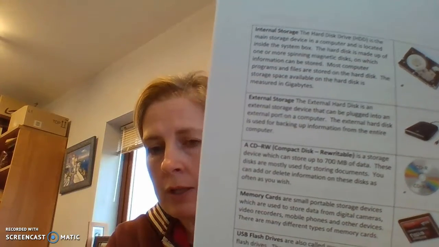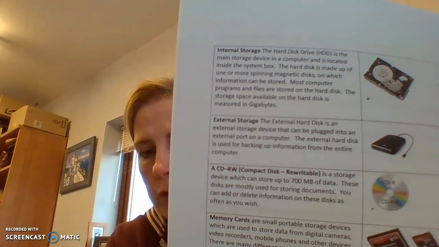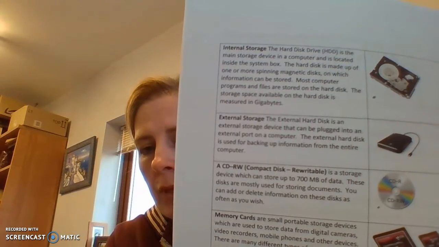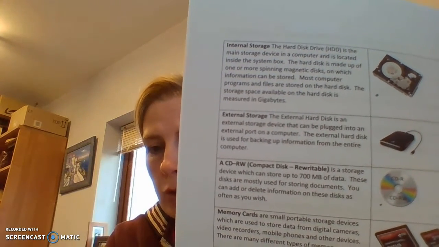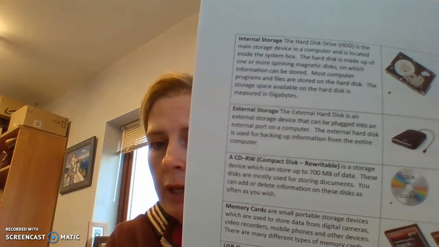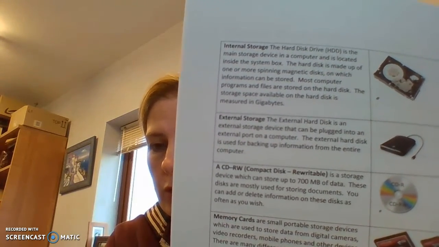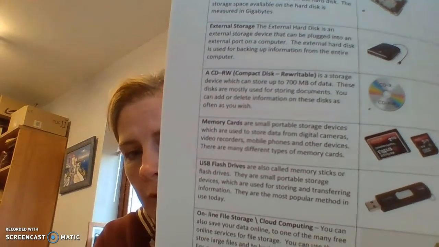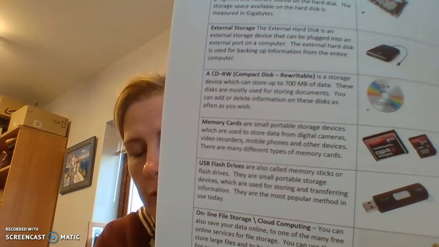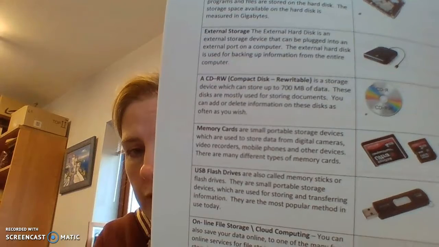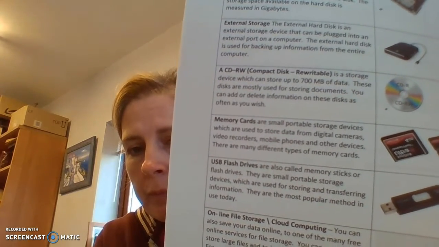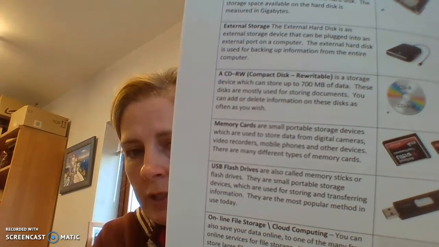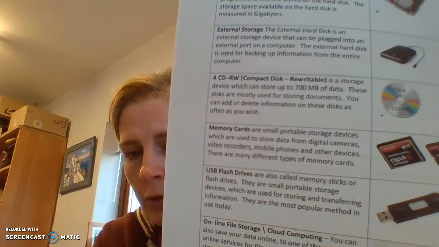The third option there is something that's probably not as popular as it was a number of years ago, but it's still available to us. The CD that you can store information on. So some of them are read-only and some of them are rewritable, so you can actually store information onto the CD. The other devices that are available to you are the memory cards. Okay, so some of those you might be familiar with from maybe popping into your phone. So they are small portable storage devices which are used to store data from, say, digital cameras, video recorders, mobile phones and other devices.